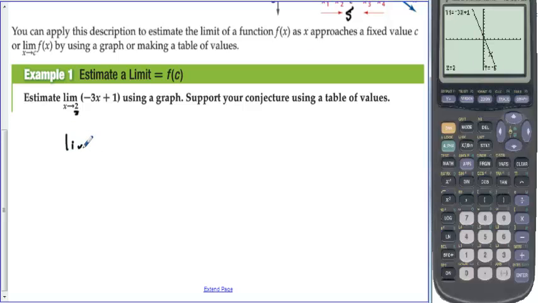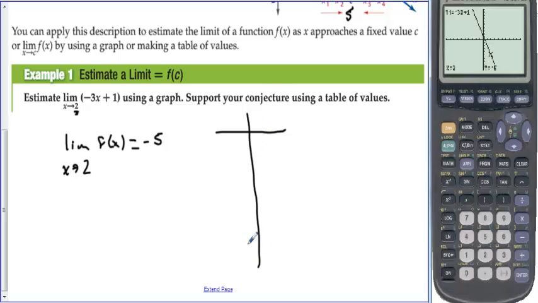So the limit as x approaches 2 of f of x, of the function we're looking at, is equal to negative 5. Now if we want to look at this a little closer with tables, so we've used the graph, we want to look at tables, then let's plug in values that are really close to 2. Let's plug in 1.99, and we can do that with our graph. We can go value and just go 1.99, and it's equal to 4.97.